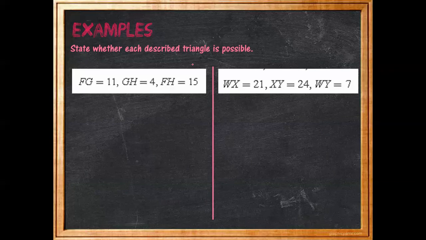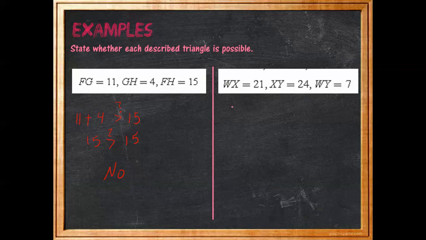On this one, we want to state whether each described triangle is possible. So what we want to do is figure out if, when we add two of the sides together, it's greater than the third side. On this one, we're going to take 11 plus 4 and see if it's greater than 15. 11 plus 4 is 15. Now 15 is not greater than 15. It's equal to 15. So we know that no, this one can't be a possible triangle.